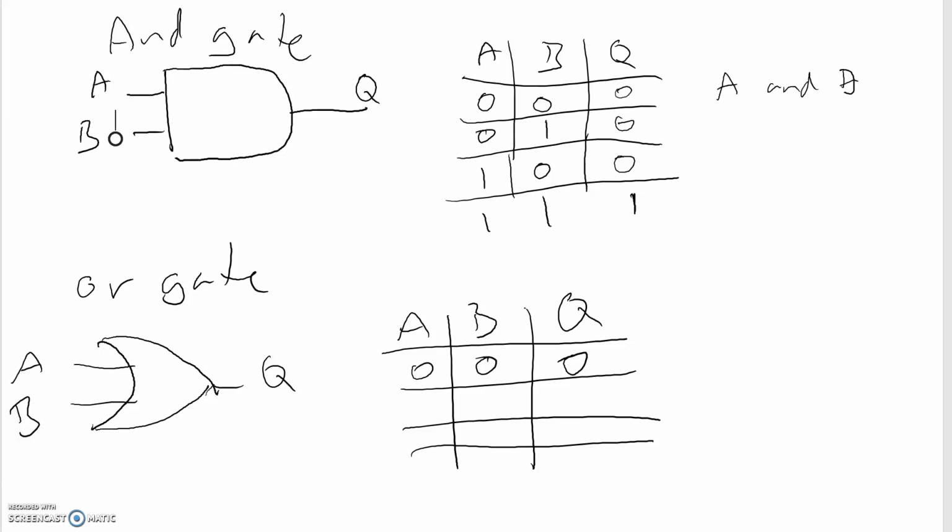If we have instead A is 0 and B is 1, well, one of them is 1, so the output will be 1. One of them is 1, so the output will be 1. And here is the tricky one. If they're both on, then the output is still 1. So if one or the other is 1, the output will be 1. You could also think about this in terms of true or false. So if A is true and B is true, then Q is true.